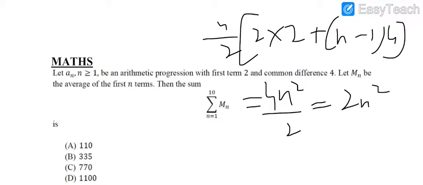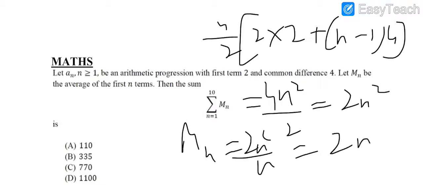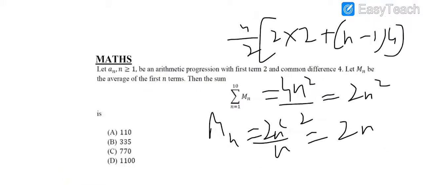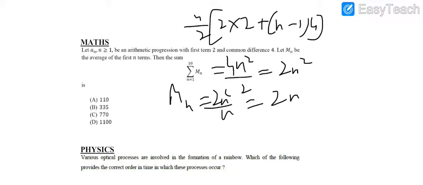Let an be the term and mn be the average. So the average of the terms will be whatever summation you got divided by n. So the average of all the terms will be 2n. Now the question is you have to find the summation of this average as n varies from 1 to 10. So basically you'll have to find this sum.